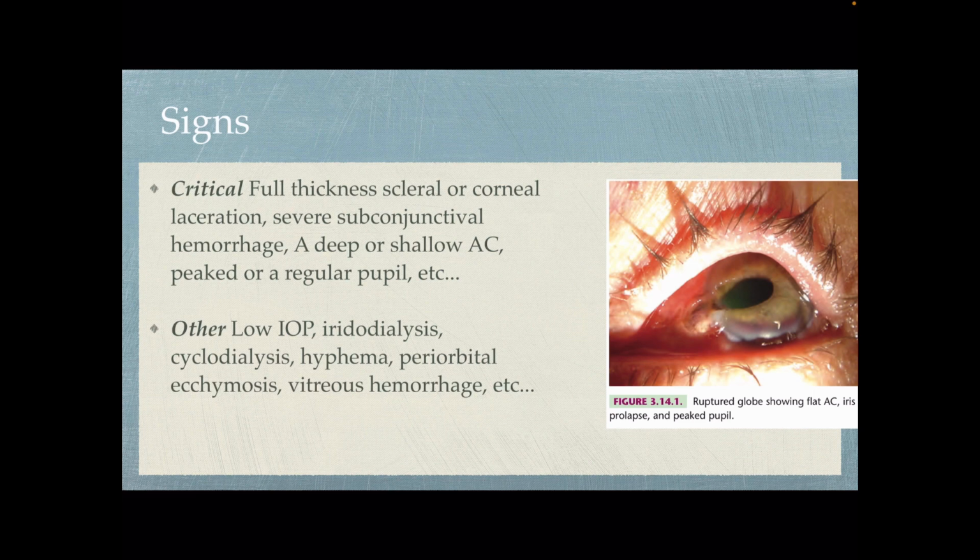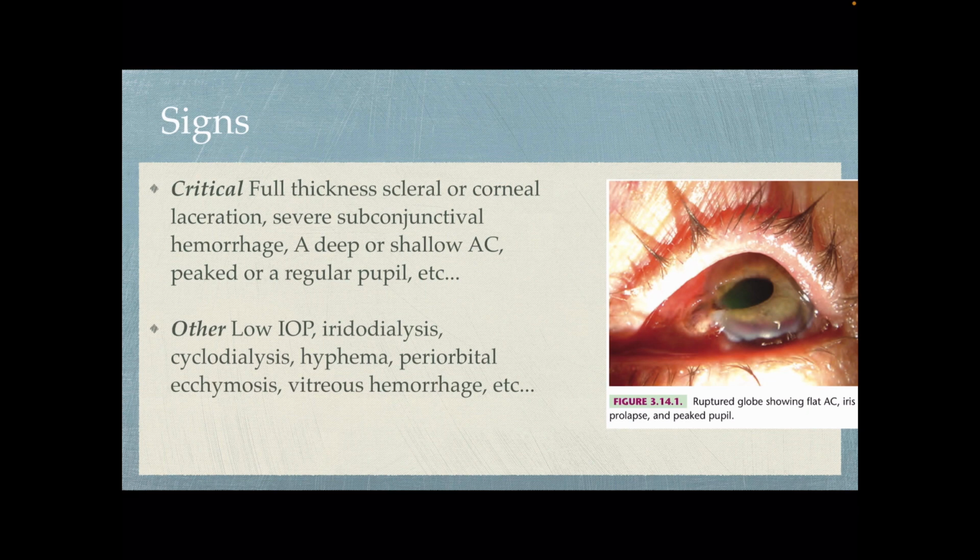You can see a ruptured globe, typically showing flat anterior chamber, iris prolapse, and peaked pupil, which is the teardrop sign that we talked about. So we've got critical signs, which are obvious for open globe, if it's a full thickness scleral or corneal laceration, severe subconj hemorrhage, AC is deep or shallow, as we talked about, peaked or an irregular pupil.